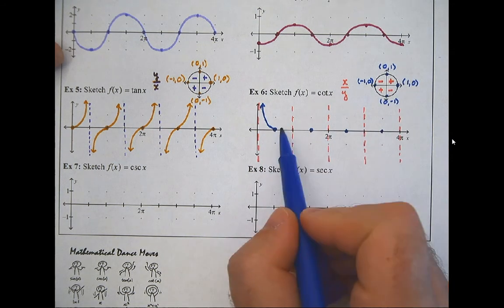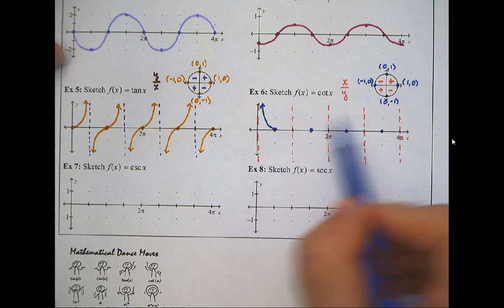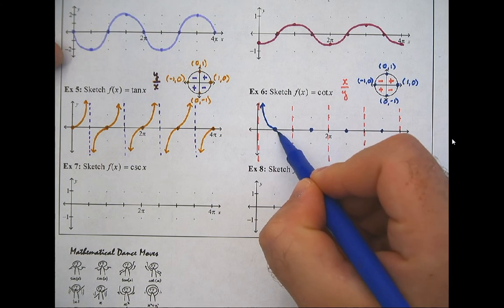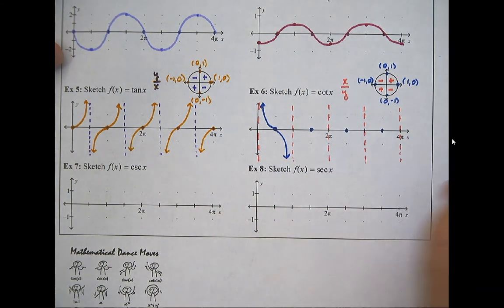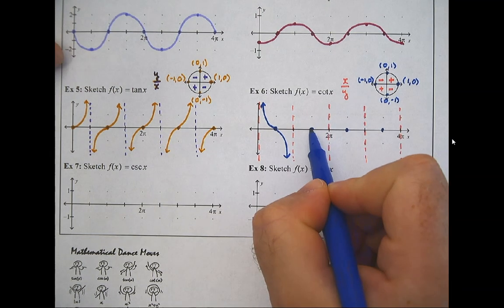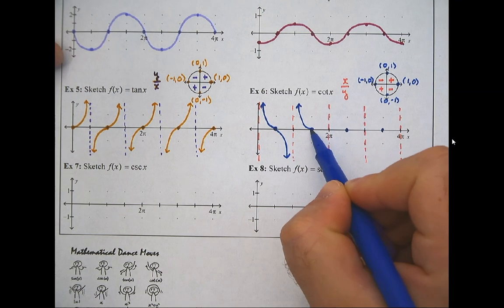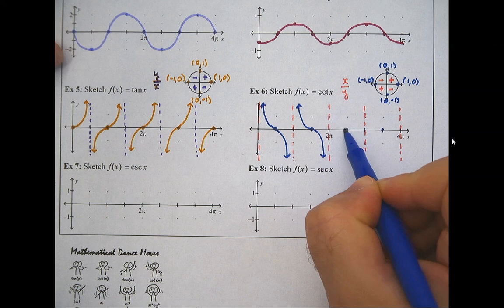My next quadrant between pi over 2 and pi needs to be negative, so then these are going to go downward. And then from here, you kind of get the idea. The next one's going to be up. This one's going to be down, and then repeat.